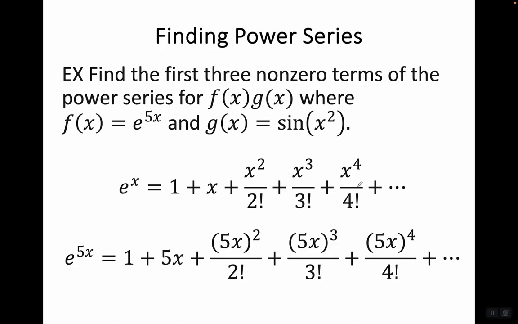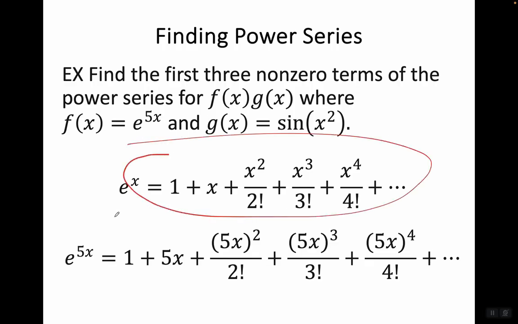Find the first three non-zero terms of the power series for f of x times g of x, where f of x equals e to the 5x and g of x equals sine of x squared. Okay, here we're just going to use some substitution. This is a familiar series, the series for e to the x. Let's just replace x with 5x, because we want the power series for e to the 5x. We'd have 1 plus 5x plus 5x quantity squared over 2 factorial plus 5x quantity cubed over 3 factorial plus 5x quantity to the fourth over 4 factorial, etc.